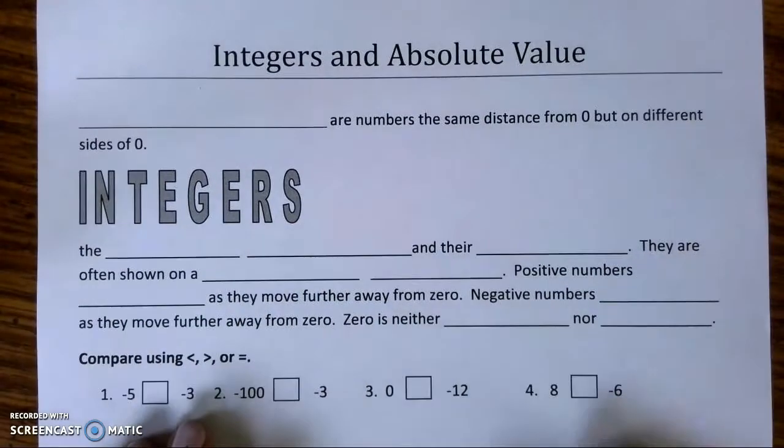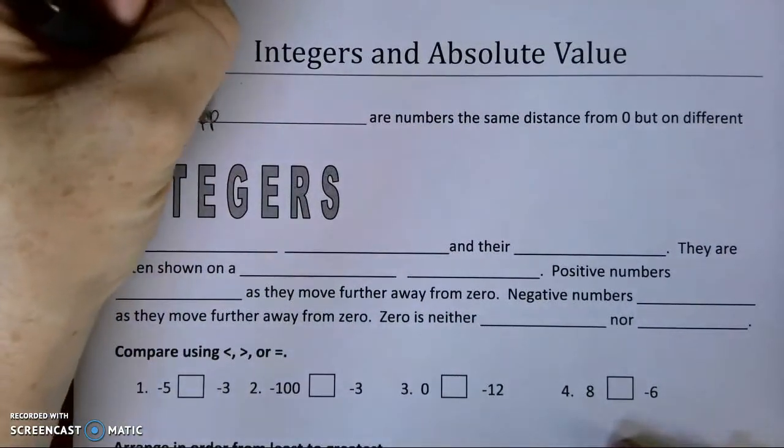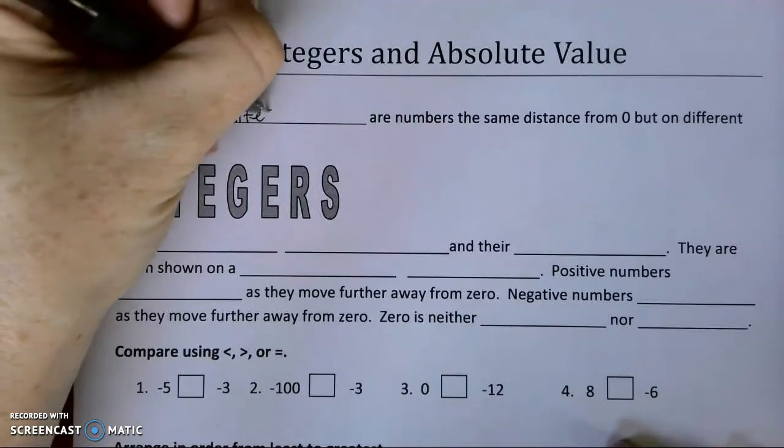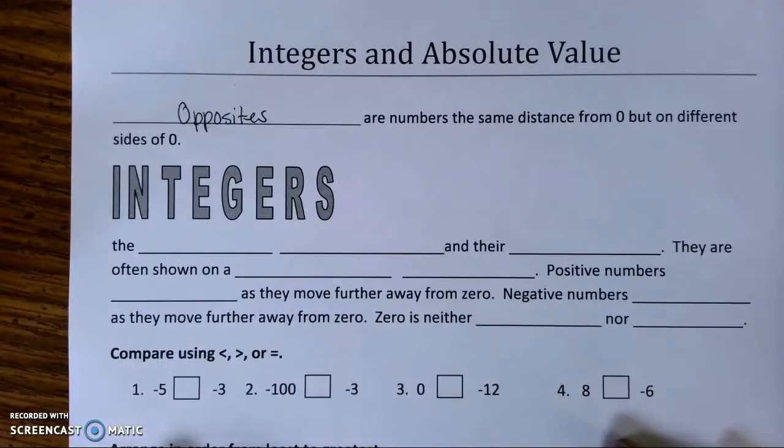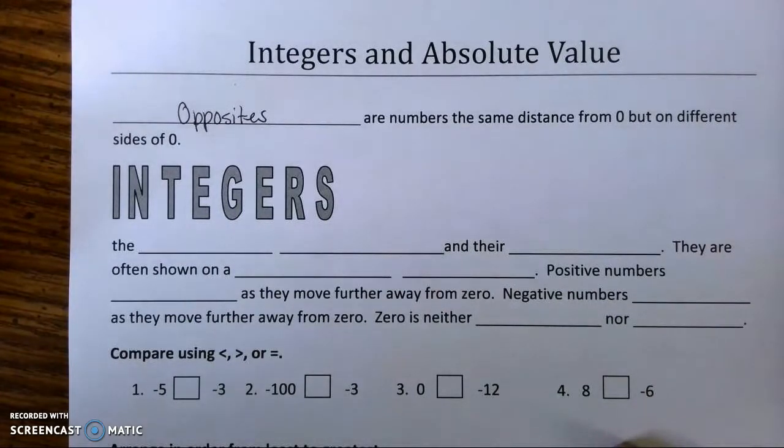When we talk about integers, we often talk about opposites. Opposites are numbers that are the same distance from 0 but on different sides of 0. So think of a number line with 0 in the middle. On the left side you have negative numbers, and the right side you have positive numbers. For every positive number there is an opposite that is the same distance away from 0 but that is negative.